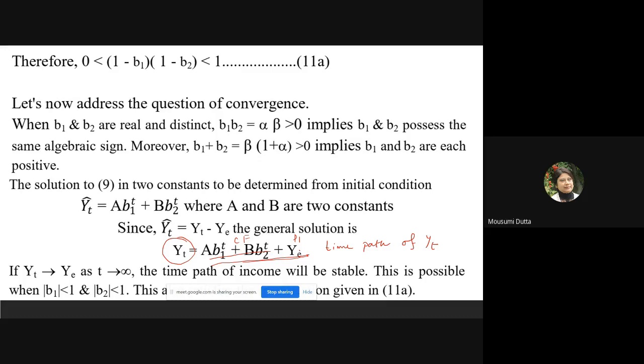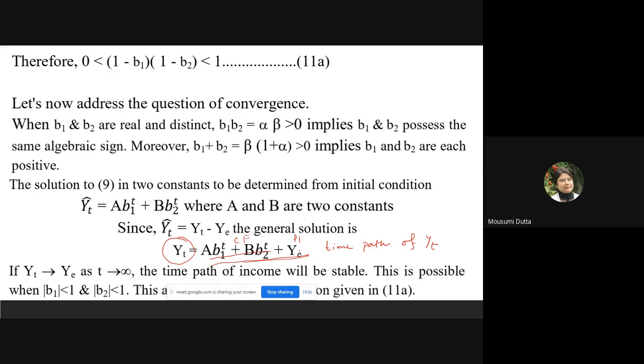We have to find the values of b1, b2, A, B. We have to put these in. However, the construct itself is giving the idea of the time path. Is it acceptable? Yes, ma'am. So if it is acceptable that the shape of the time path will be like this, where we have to put the values of capital A, small b1, capital B, small b2, we can give the idea of convergence from this very equation only.